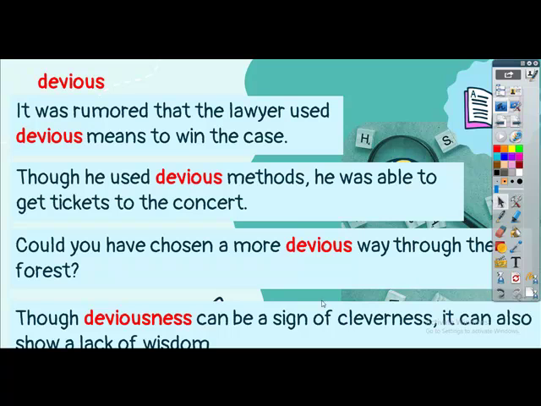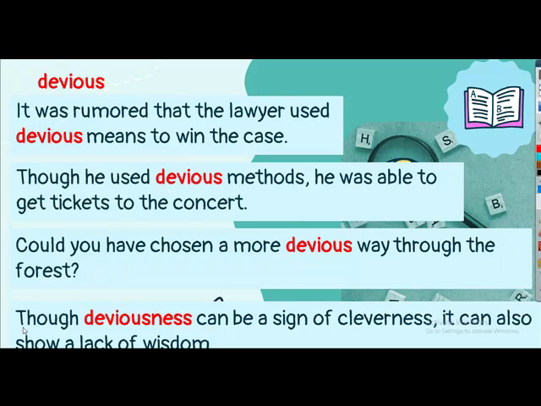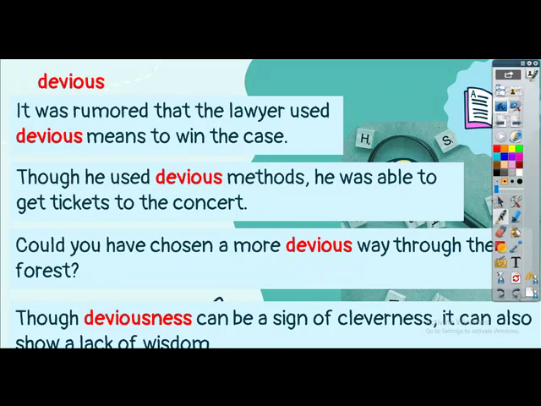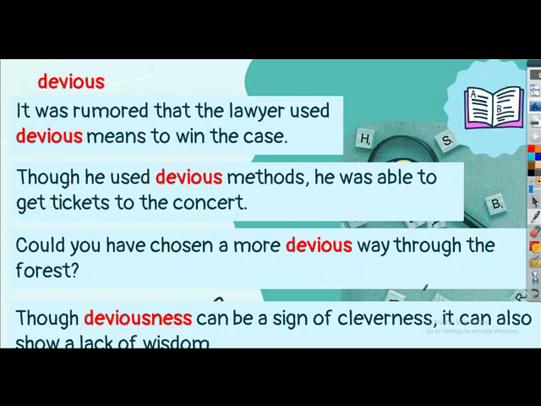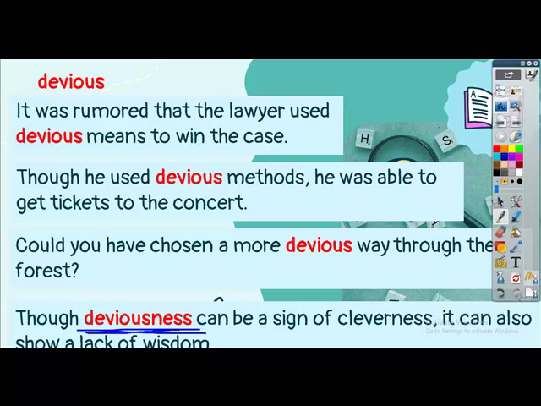For the last part: though deviousness can be a sign of cleverness, it can also show a lack of wisdom. I guess it now describes Tom Sawyer. Tom Sawyer was a clever man, but he used his cleverness to deceive his mates in order to do the work for him. So, he was devious, he used devious methods, he was filled with deviousness. Deviousness here is a noun.